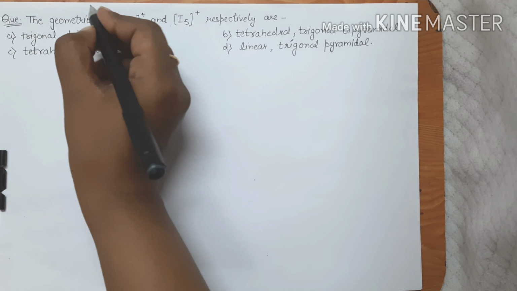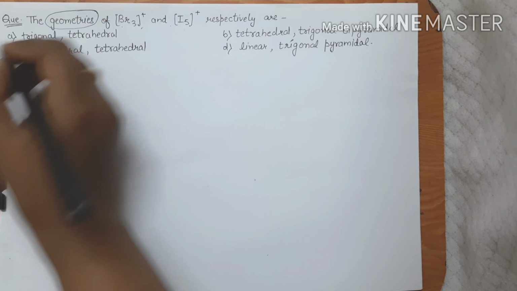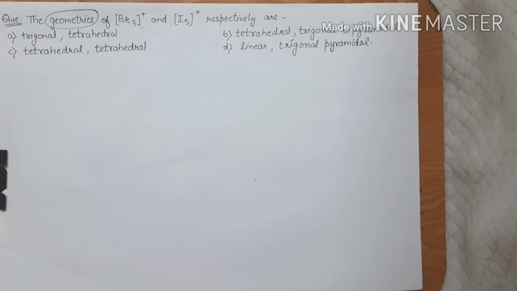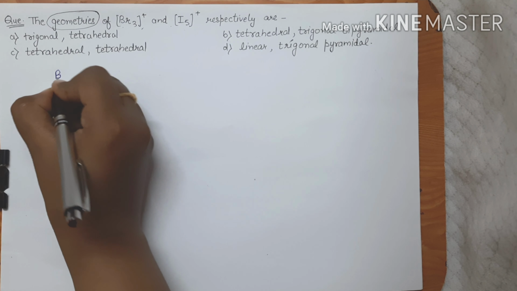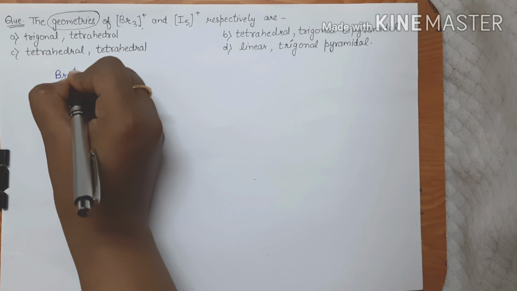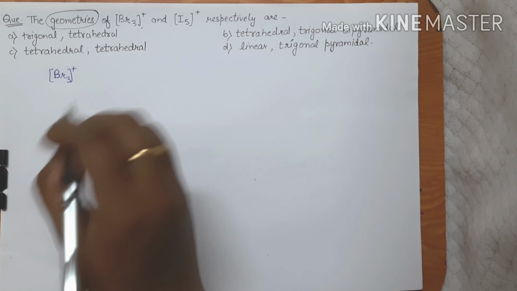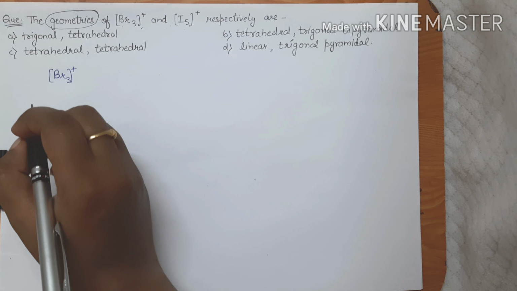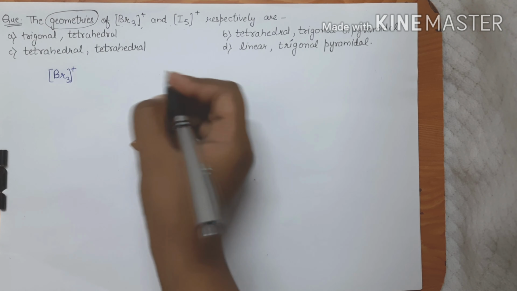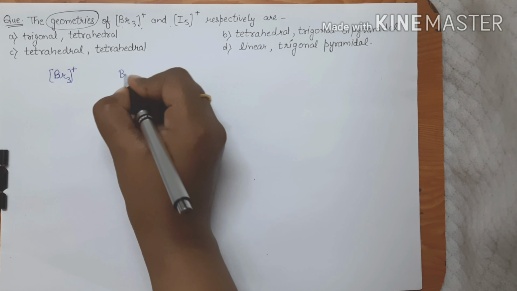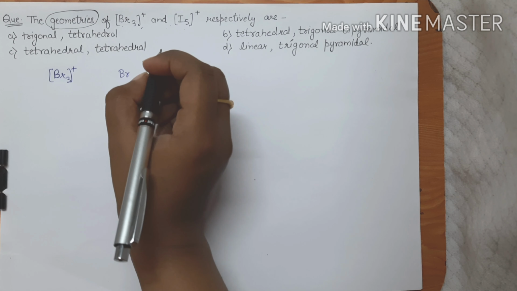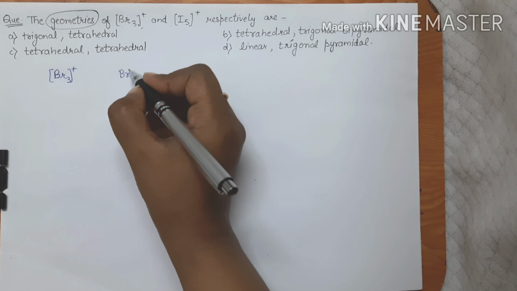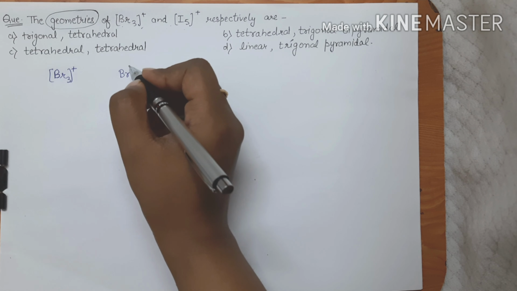So basically in this question we have to find out the geometries of both of these compounds, right? First we'll move on to Br3 positive. First of all we have to find out which one will be the central atom. So here Br is going to be the central atom, that is understood already, right? First of all we have to know how many valence electrons Br will be having.